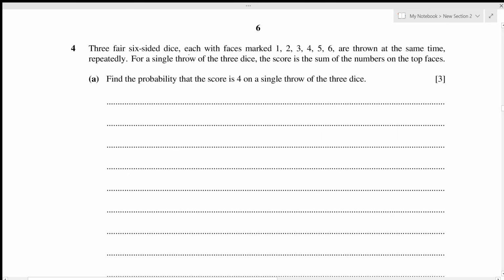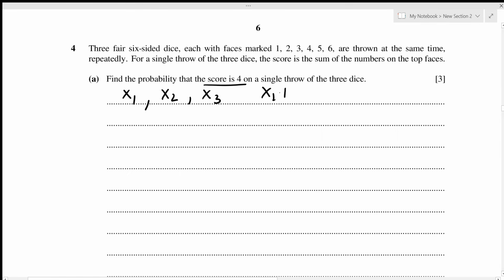Three fair six-sided dice, each with faces marked 1, 2, 3, 4, 5, and 6, are thrown at the same time repeatedly. For a single throw of the three dice, the score is the sum of the numbers on the top faces. We need to figure out the probability that the score is 4 on a single throw of the three dice. Let's represent x1 as the score on the first die, x2 as the score on the second die, and x3 as the score on the third die.